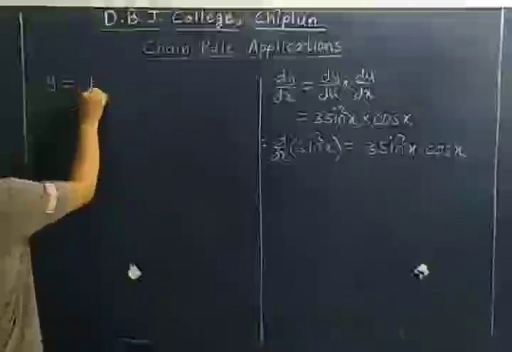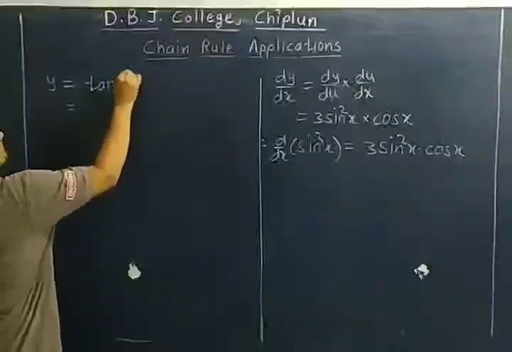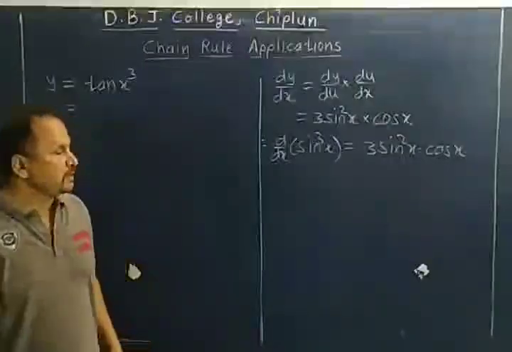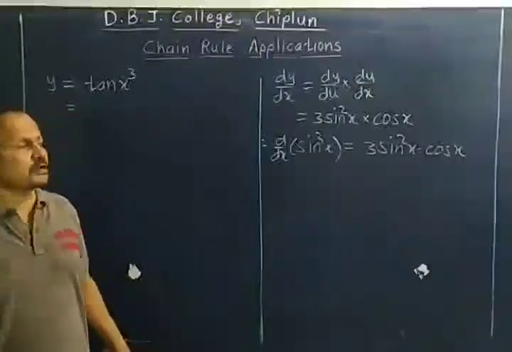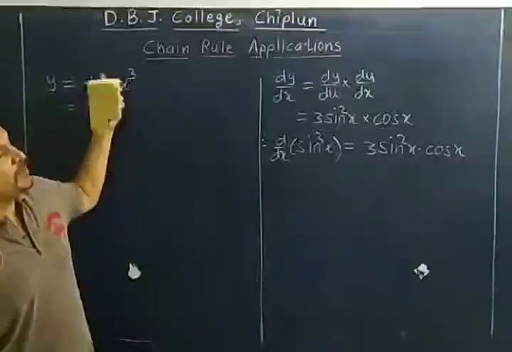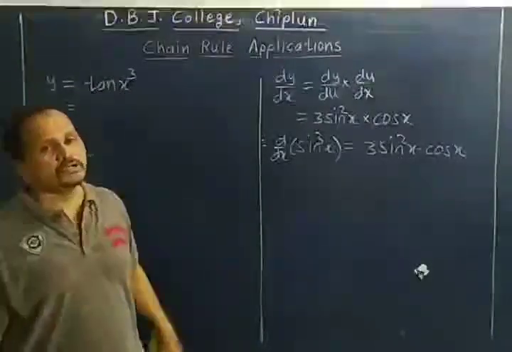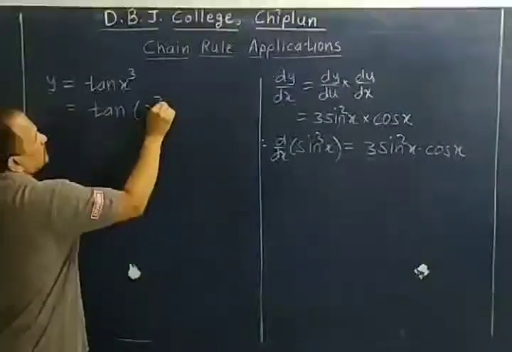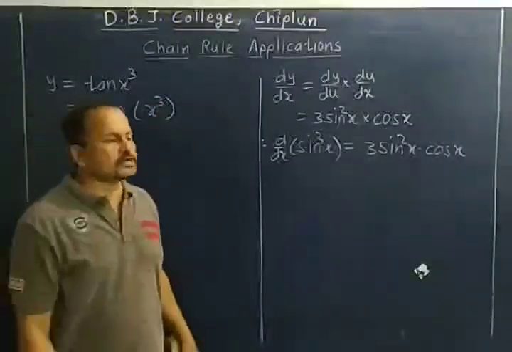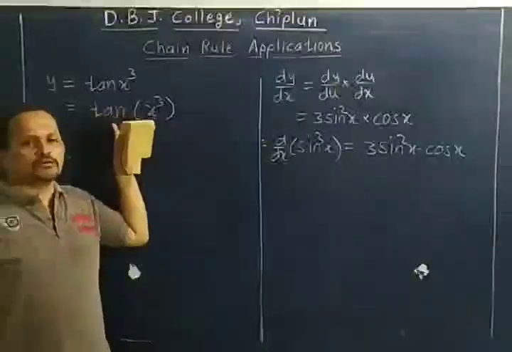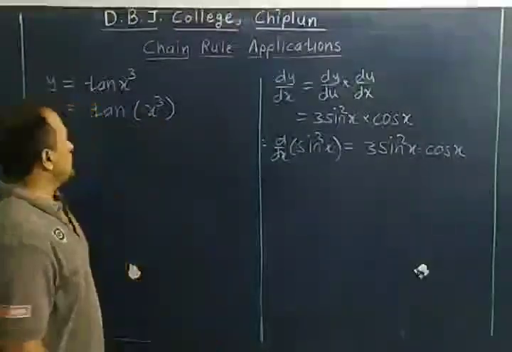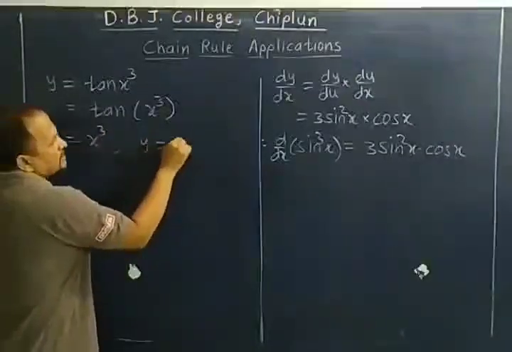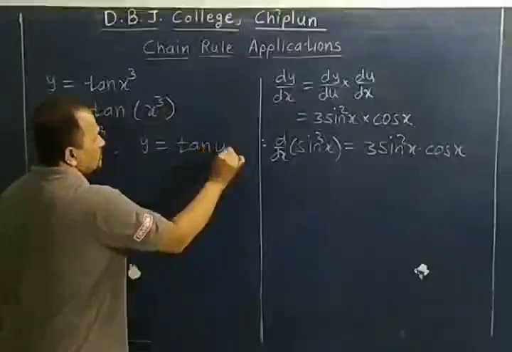Y is equal to tan x cube. In the previous problem we have taken sin cube x. Now here tan x cube. Remember that this is tan bracket x cube. So the inner function is x cube and outer function is tan. So here I am going to call u as x cube and y is tan u.